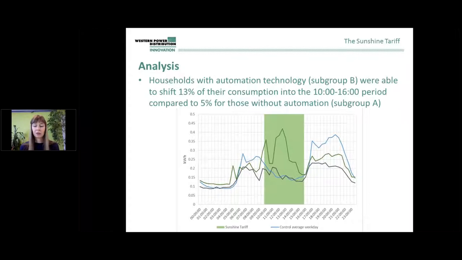And by automation technology, we mean a lot of the homes had hot water immersion systems that had a timer on that switched them automatically on. And some of the other customers had automatic switches for their electric vehicles and other large flexible loads. So if you look at the chart, the control group is once again the light blue. The customers without automation technology is the dark blue line, and those with automation technology is the green line. And you'll see also that the green line, those with automation control technology, have much higher demands throughout the day as well.